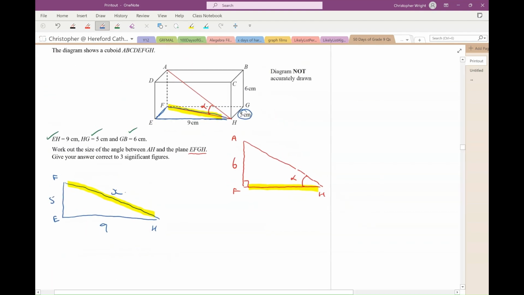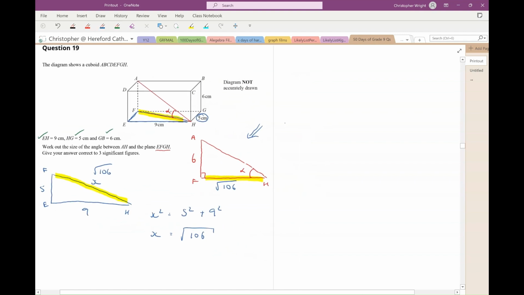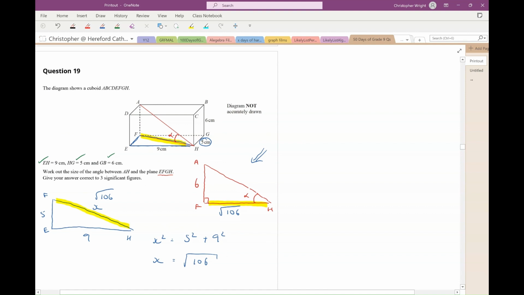I'm going to call that X. X squared equals 5 squared plus 9 squared. So X is the square root of 5 squared is 25, 9 squared is 81, so I get 106 there. Okay, so this is the square root of 106. And now I can use tan and that red triangle there. So I'm going to have tan alpha, tan my angle, is the opposite over the adjacent.